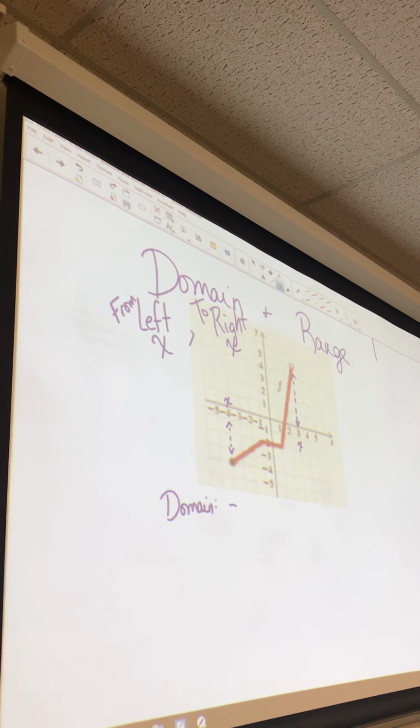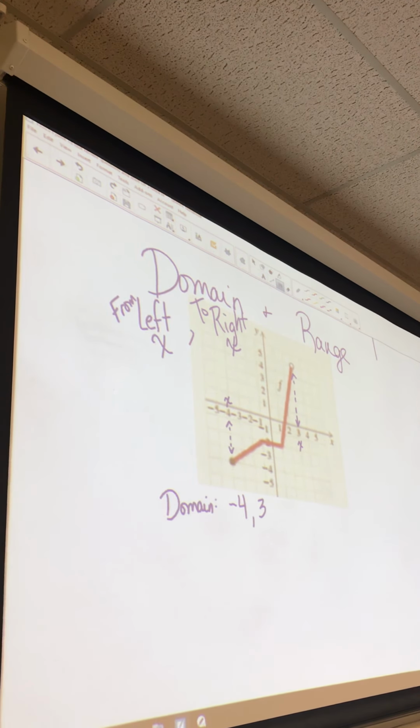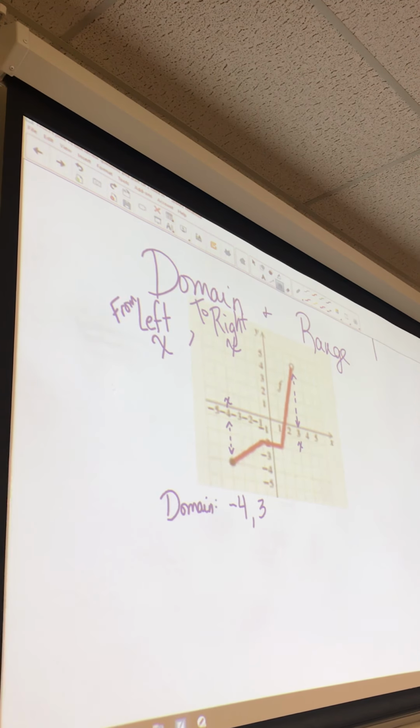And so what symbols are around those two? -4 will be a bracket, including it, the solid circle. Yeah. And then the 3 parentheses. All right, now the range, what are we looking at and how are we naming the range?